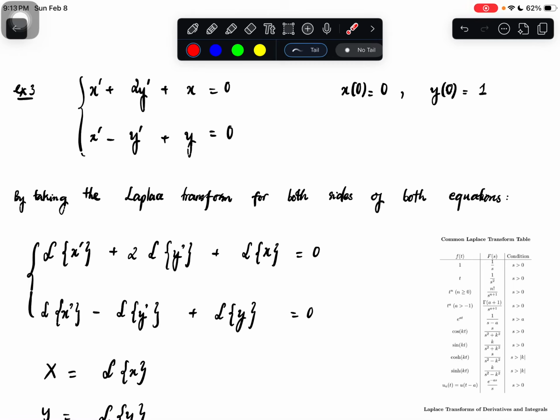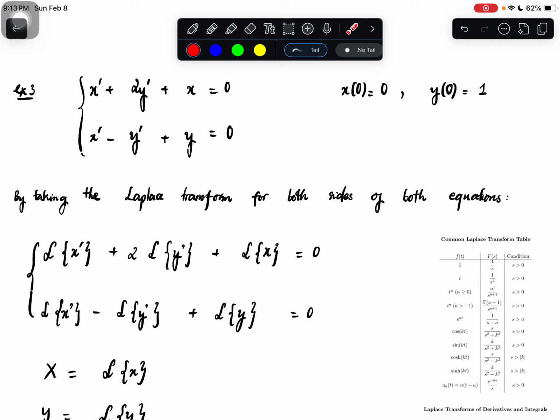Here we have an example of solving this system with initial conditions here. X(0) is 0, Y(0) is 1. X prime plus 2Y prime plus X equals 0, X prime minus Y prime plus Y equals 0. This method can work if we have a second derivative here, for example. It will still work. You Laplace transform both sides of the equation.